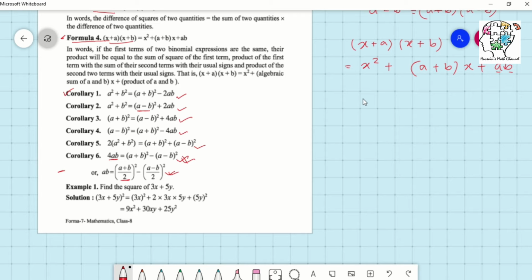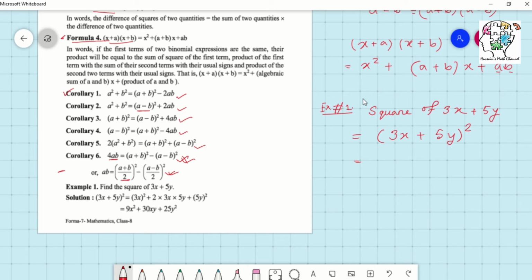Okay, now let's go for an example. If you see example 1 from page number 49, you can see the question: find the square of 3x plus 5y. That means for example number 1, we want to find the square of 3x plus 5y. So what can we write in the next line? Next line we can write 3x plus 5y whole square.